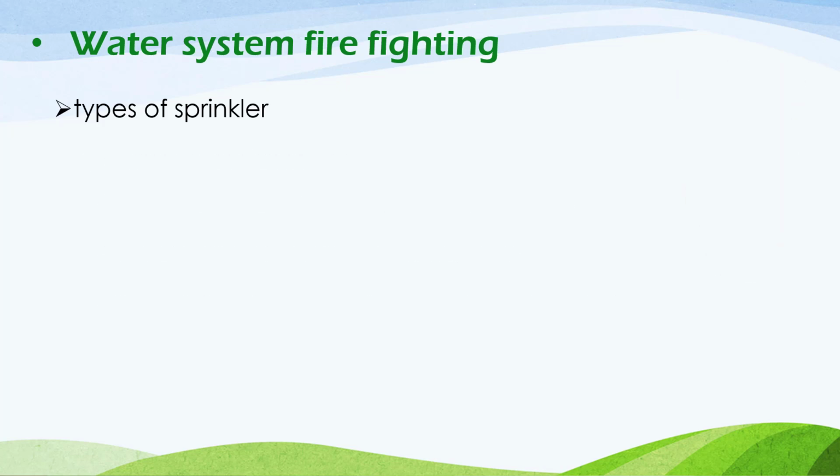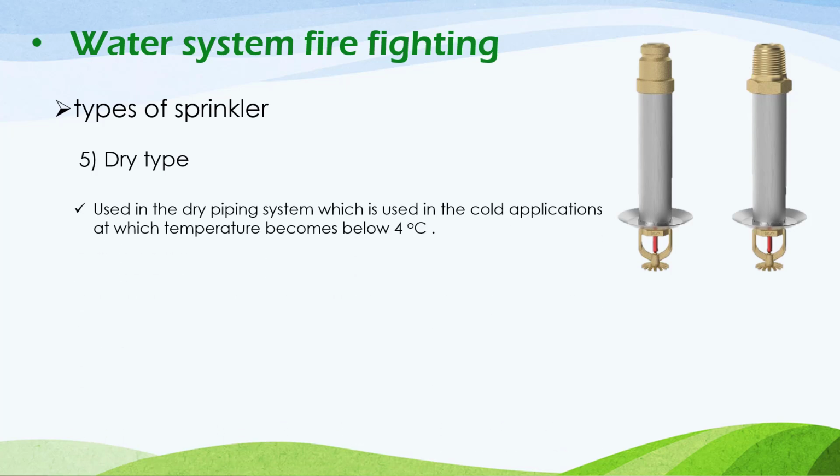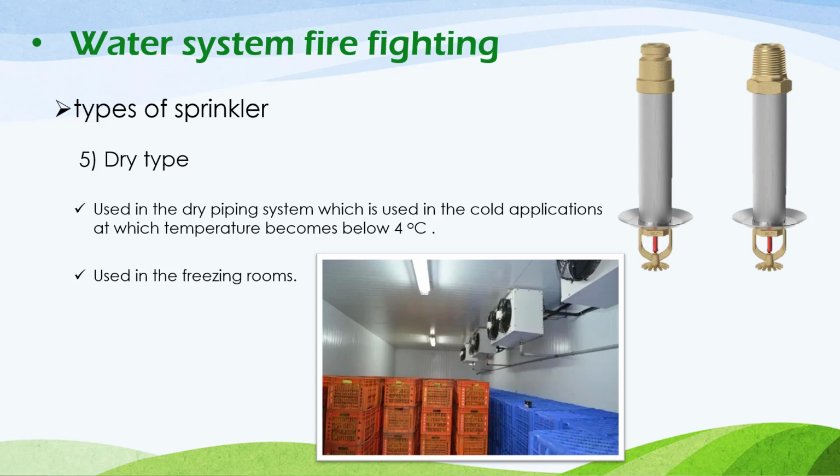Also, the next type of sprinklers we have is the dry type sprinkler, and here is the shape of the dry type sprinkler, and it's used in low temperature applications which use the dry piping system, as in those applications the temperature of the room is less than 4 degrees Celsius. Like freezing room applications, as in those applications the temperature of the rooms is very low, lower than 4 degrees Celsius, hence we use the special type of sprinkler which is the dry type sprinkler.